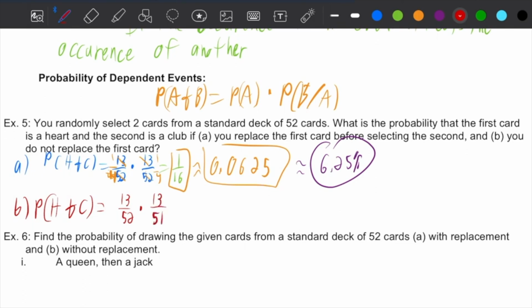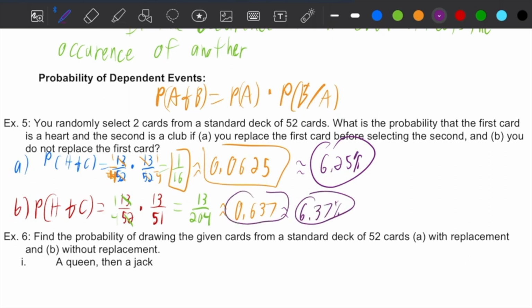Now there's only 51 cards left. So you would still reduce the 13 and 52 to 1 and 4, but you can't reduce 13 and 51. So you end up just getting 13 over 204, which is near the same, but still slightly different than part A. So that would be approximately 0.0637, which is approximately 6.37%.